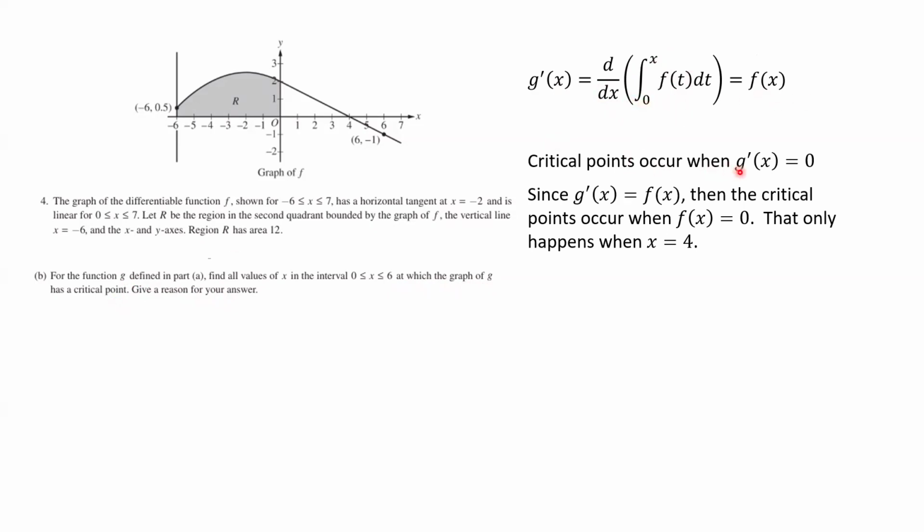Critical points occur when g prime of x is equal to 0 or is undefined, but it's never going to be undefined here. There's no vertical tangent here. Since g prime of x is equal to f of x, the critical points occur when f of x is 0. That only happens when x is equal to 4. It's only 0 here.